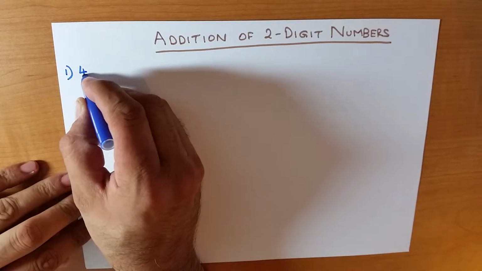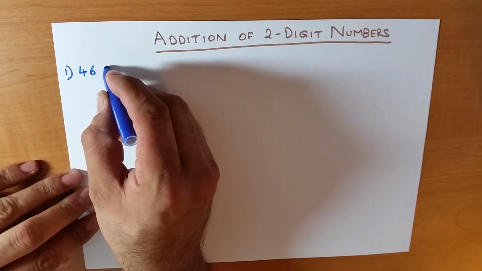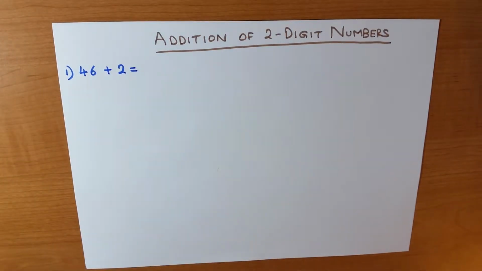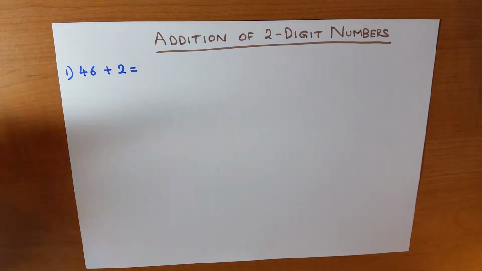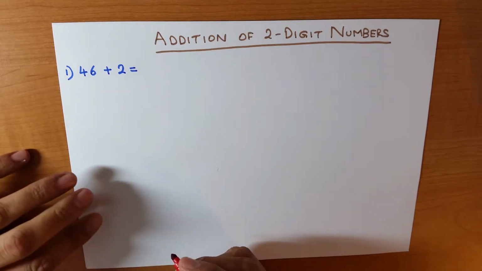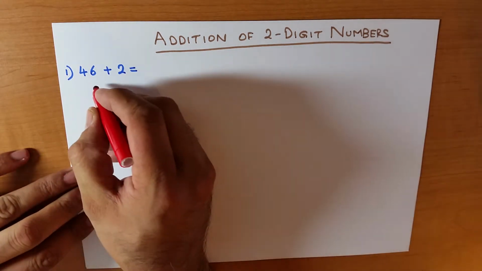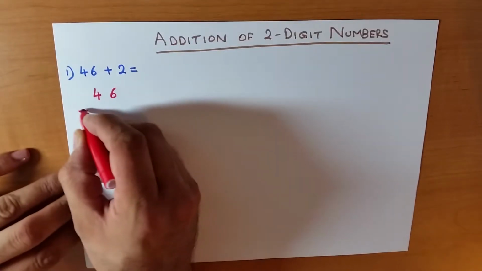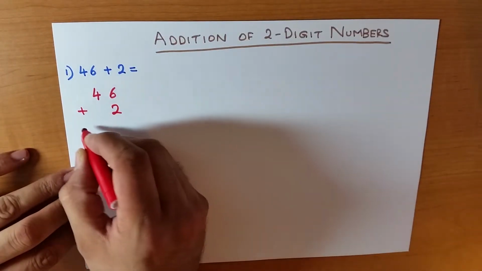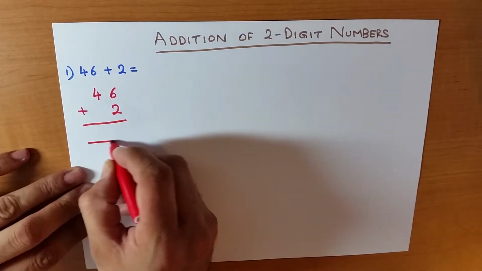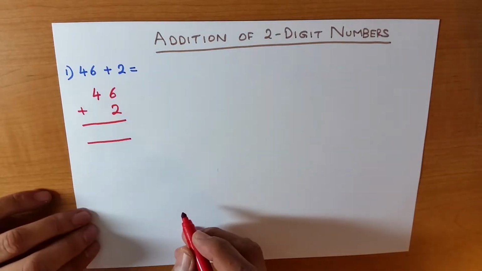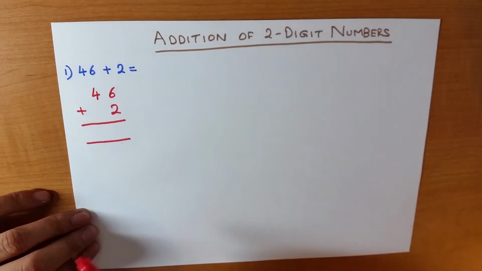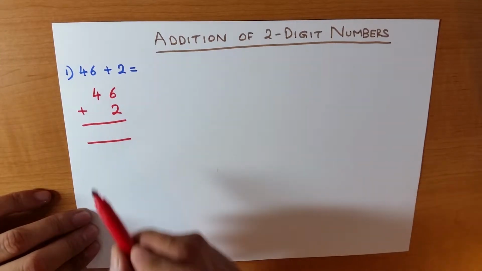What is 46 plus 2? Nice easy one. Let's write these numbers down in the vertical format. 46 plus 2. And don't forget the lines at the bottom. Notice how we write these down in columns. 46 plus 2.